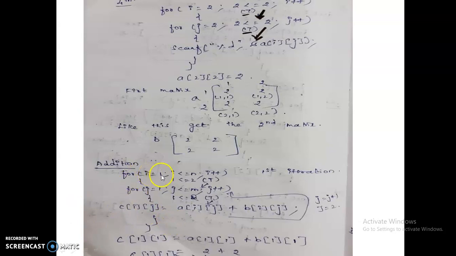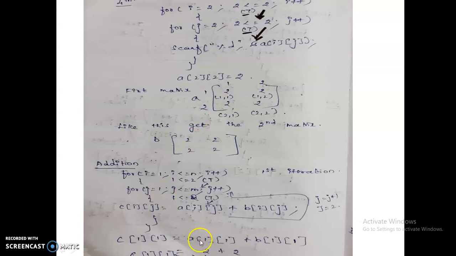Again in the nested for loop, the value of i is 1, 1 is less than or equal to 2, the condition is true. So it enters the inner for loop. Here in the inner for loop j is assigned 1, 1 is less than or equal to the size of the column, which is 2, so it is also true. So it enters the loop. Here I add the two matrices. That means this row 1 column 1 value is added to the B matrix row 1 column 1 value.